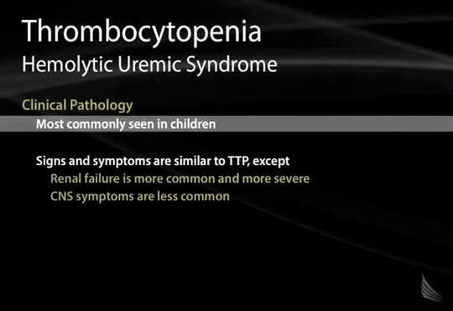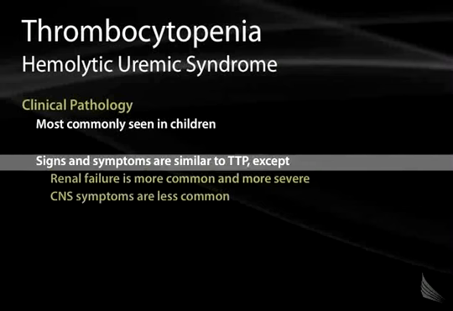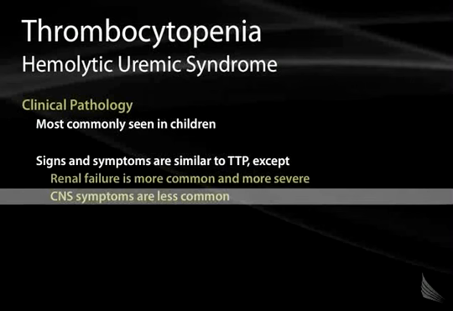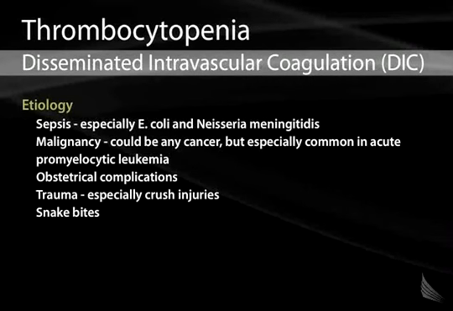It's most commonly seen in children, and the signs and symptoms are similar to TTP, except the renal failure is more common and more severe, hence the uremic portion of the hemolytic uremic syndrome, and mental status changes are less common. Disseminated intravascular coagulation is the last of the microthrombotic disorders that we will discuss.